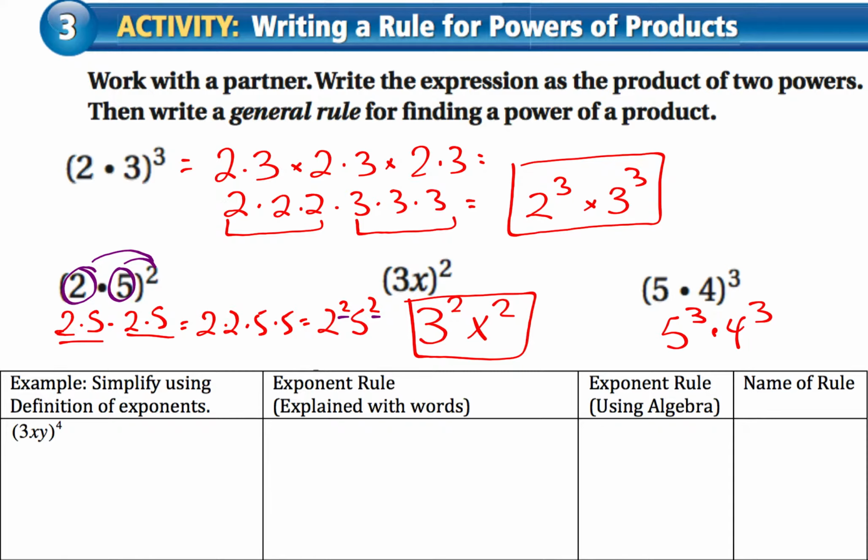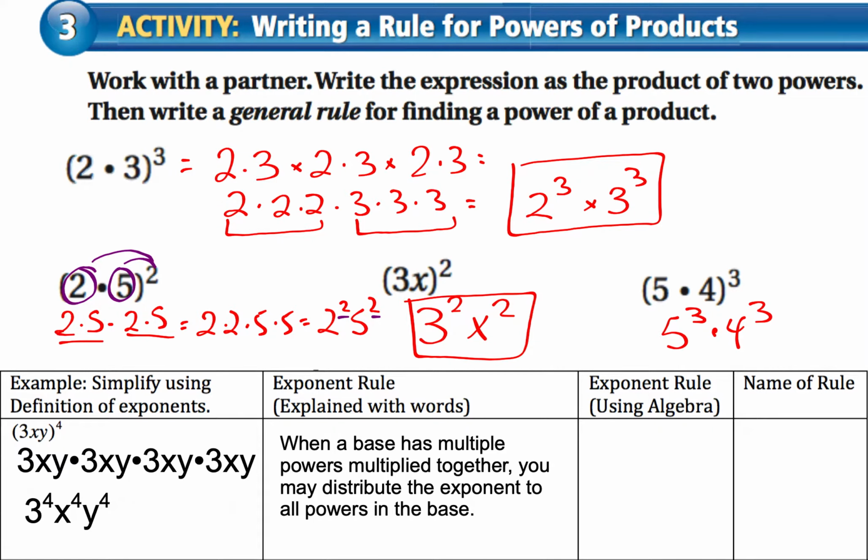Okay, so looking at this example, (3xy) all to the fourth power. That's going to be 3xy times 3xy times 3xy times 3xy. Which would end up being 3 to the fourth, x to the fourth, y to the fourth. When a base has multiple powers multiplied together, you may distribute the exponent to all powers in the base. All the powers here: 3 is a power, x is a power, and y is a power.